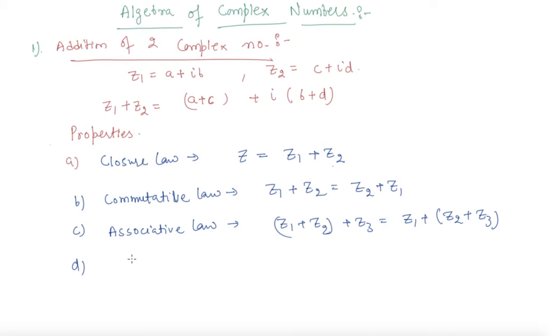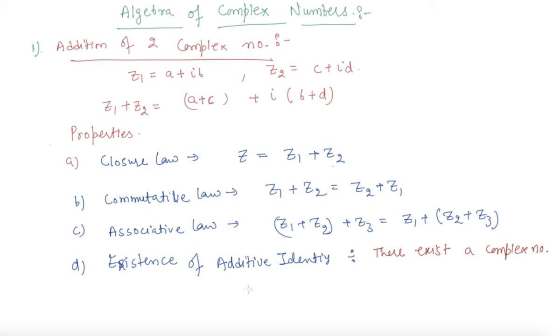Now the existence of additive identity. What this means is that there exists a complex number 0 plus iota 0, or you can say 0 plus 0 iota, the additive identity or the zero complex number, such that z plus 0 is equal to z. So we call this 0 plus 0 iota.